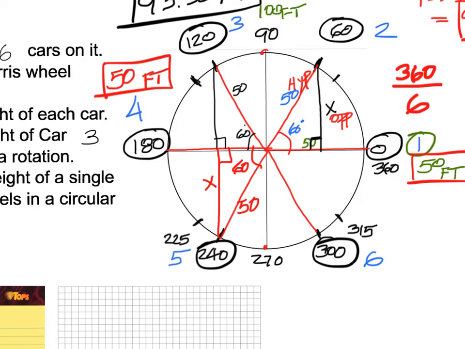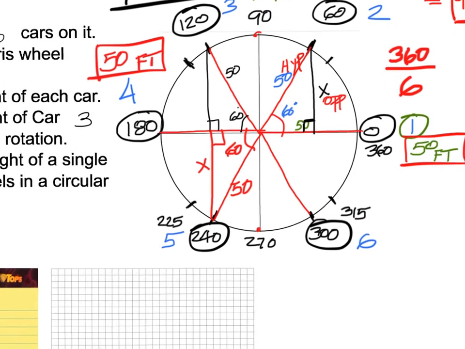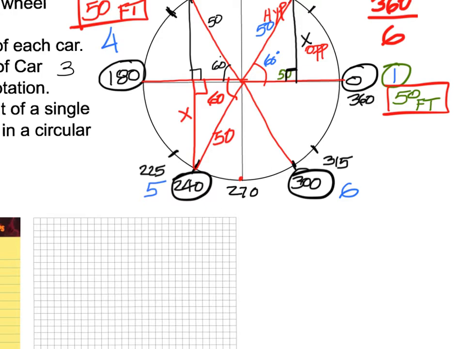But is that the height of the car? Right. We will subtract it from 50. So 50 minus 43.3 feet is 6.7 feet. All right. So this one has 6.7 feet. What is the height of car 6? 6.7 feet.